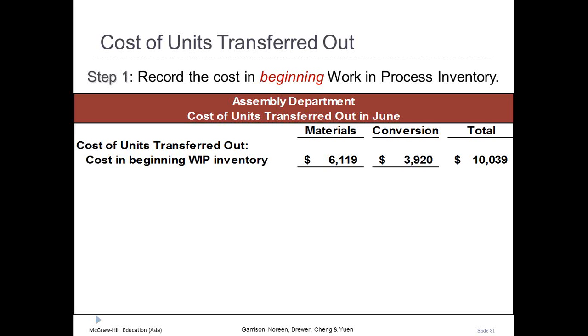Now we will compute the cost of units transferred out. The first component of the computation is to record the cost in beginning work in process inventory, which is 6,119 for materials and 3,920 for conversion, and 10,039 in total.